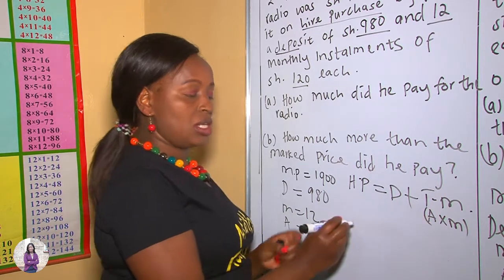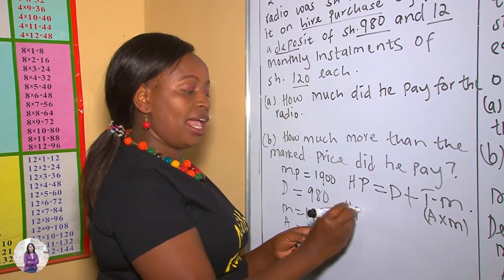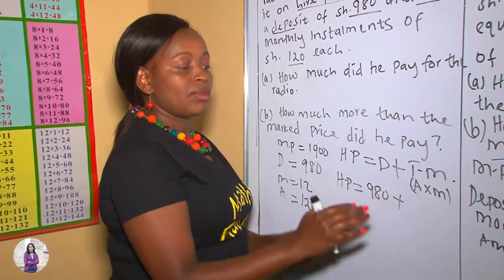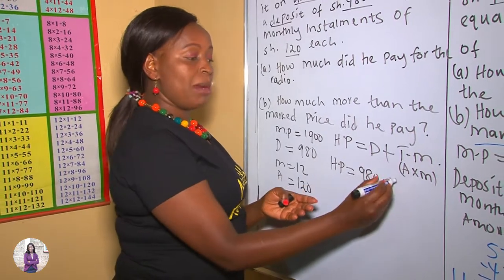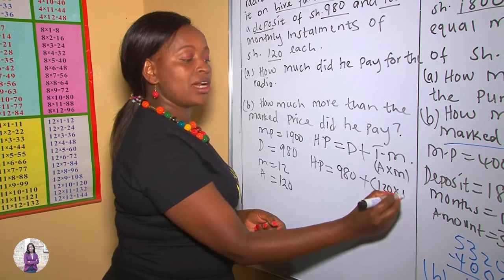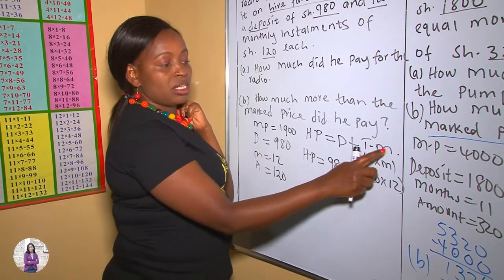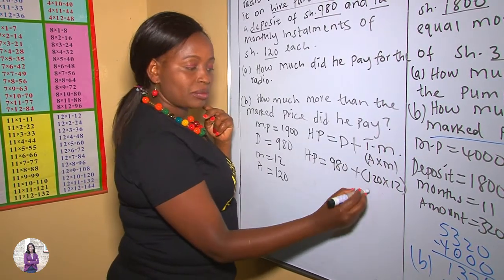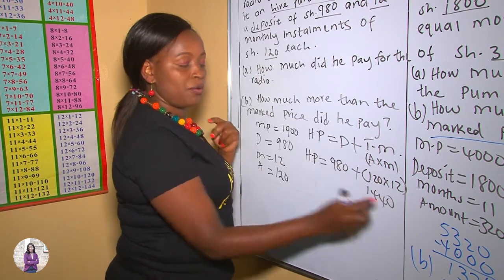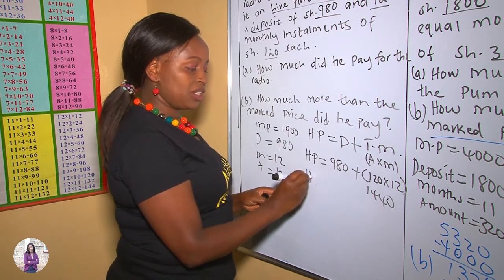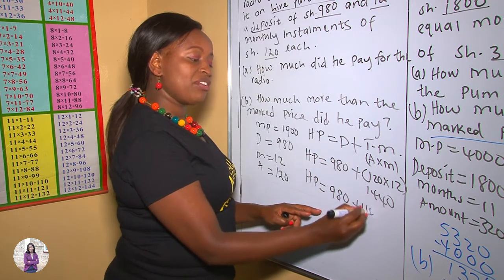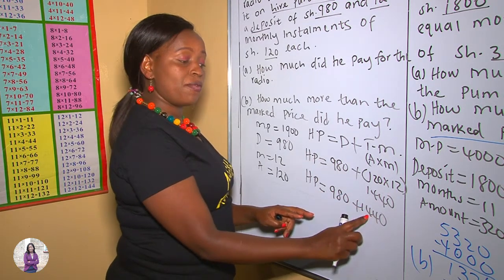According to this question, now we can get our HP, which is the hire purchase, equal to the deposit of 980 plus total monthly installments. The amount is 120 and the number of months is 12. So let's get the total monthly installments, which is 12 times 12, 144, and our 0 is there, which is 1,440. Now, for us to get the hire purchase, we are putting together our deposit plus our total monthly installments, which is a total of 1,440.